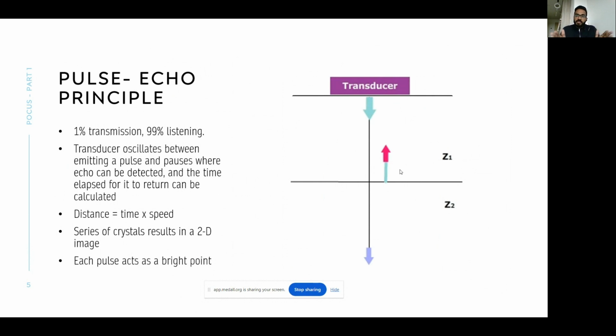Each of these crystals, each of these points, receives an echo that is sent out. Each of these points will act as a bright dot on the ultrasound image. And at the end, you get this nice 2D image on the monitor.